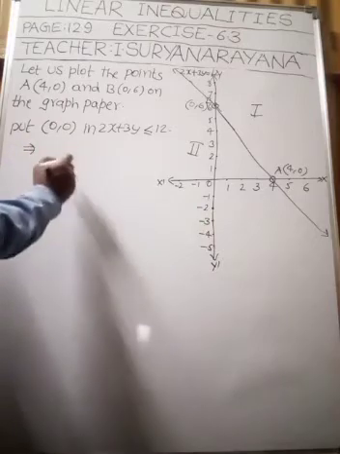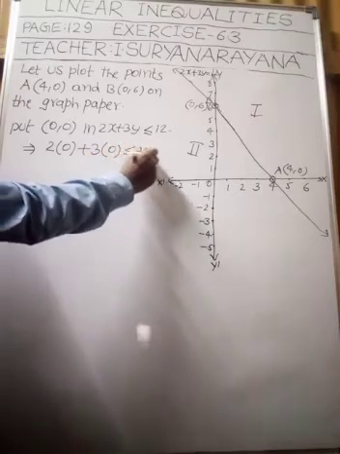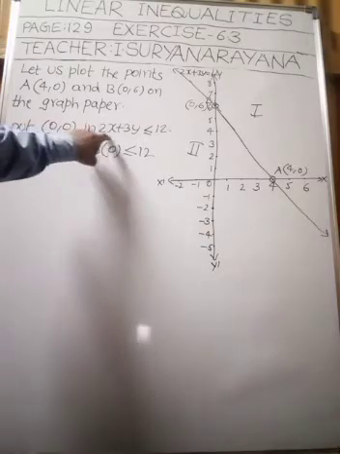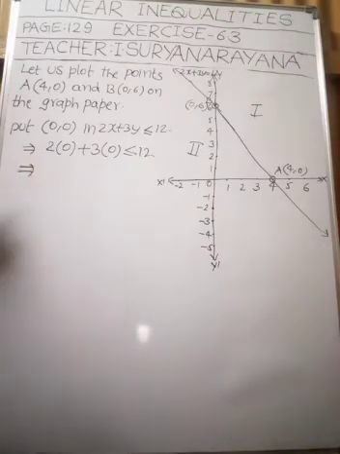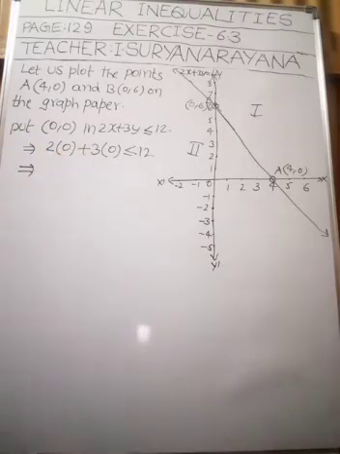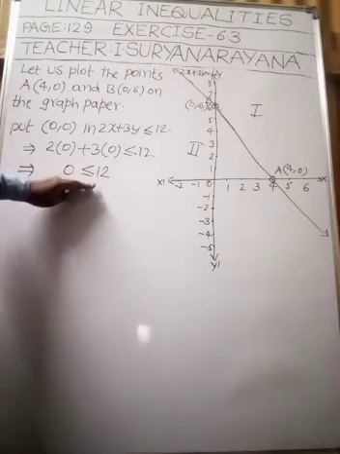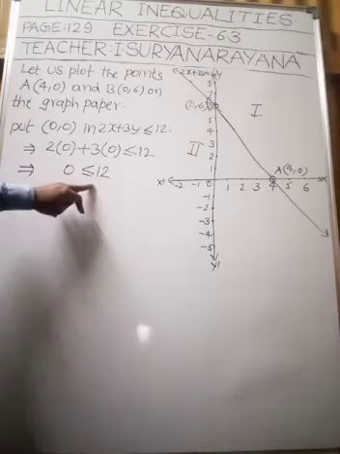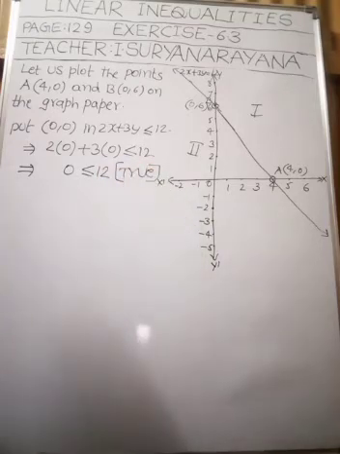Then what will you get? 2 into 0 plus 3 into 0 less than or equal to 12. Understood this step, my children? I substituted x is equal to 0 and y is equal to 0 in this inequality. This implies, what will you get here? What is the value of the first term? 0. Plus, what is the value of the second term? 0. So 0 plus 0, what will you get? Finally, 0 less than or equal to 12. Finally we got this statement. Is it a true statement or false? Yes, it is a true statement. 0 less than or equal to 12 is a true statement. We got here a true statement.